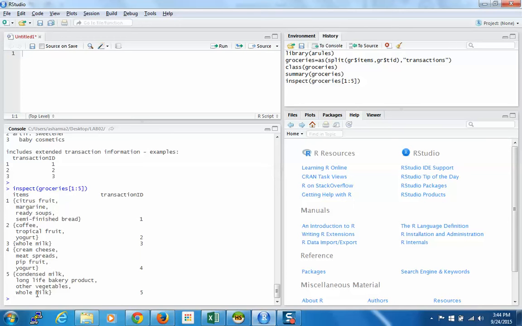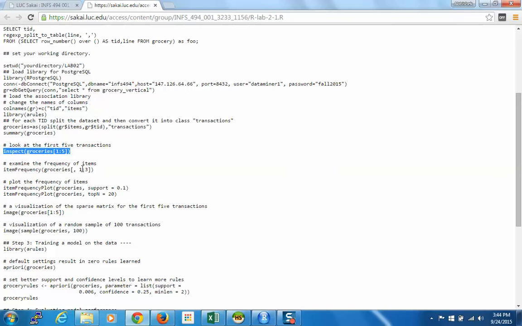But the whole point is that this transaction variable called grocery, although it looks like you got one transaction ID and then you got curly braces and all the items are sitting in there, it's actually a sparse matrix. It's hard to visualize it in this way. We'll see it when we visualize it through the image command. So we'll do it in the next couple of steps. Okay, let's go back to our script.